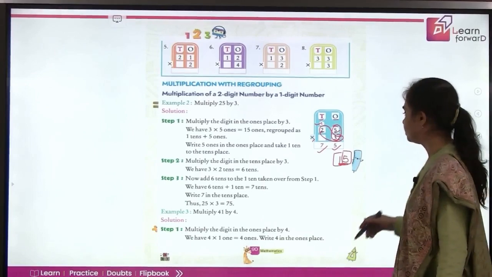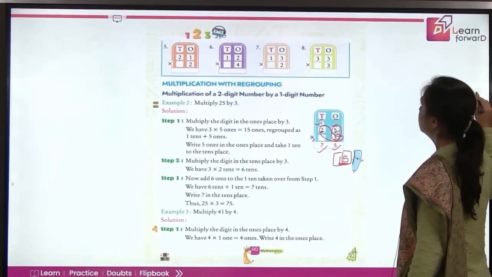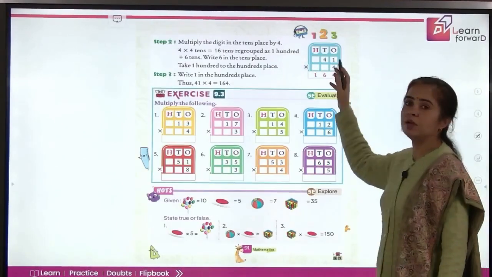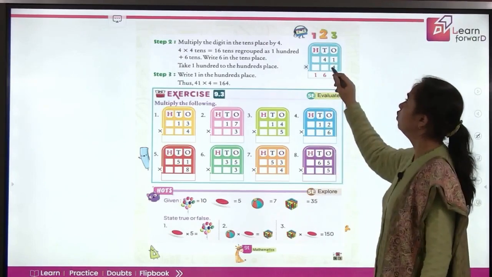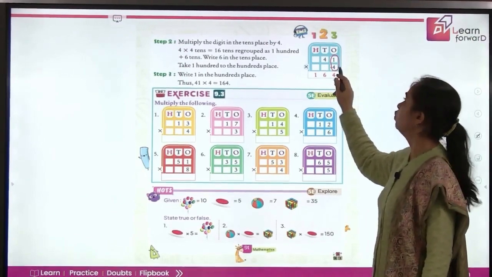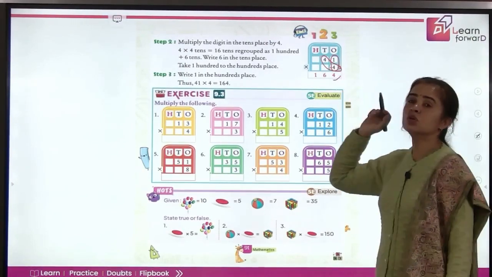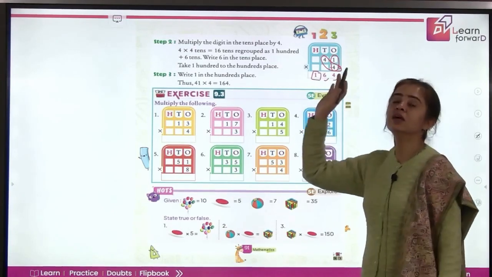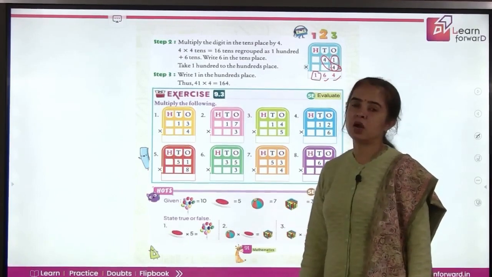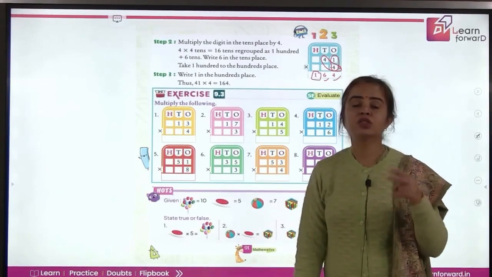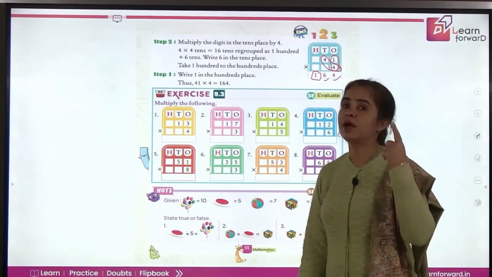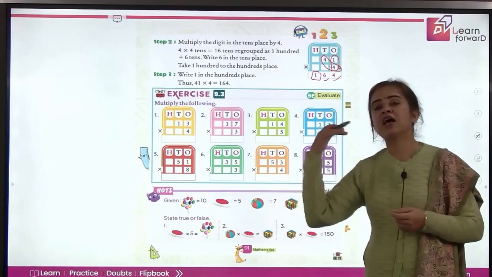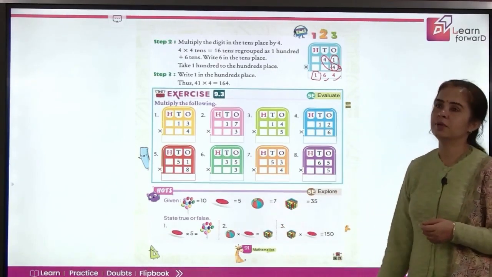So simple. Suppose you have to multiply 41 by 4. So what will you do? 4 times 1 is 4. Now 4 times 4 is 16. So your 6 will come at the tens place, but your 1 will go at the bigger hundreds place now. Remember always that in maths, 2 digits cannot occupy one place. It always has to take one digit at the bigger place, right?